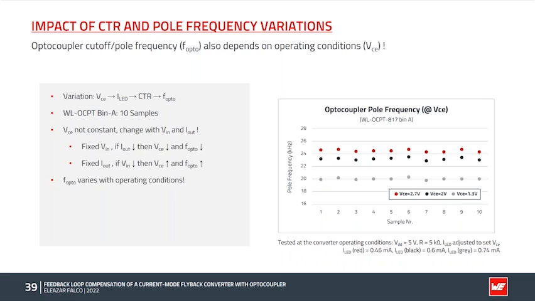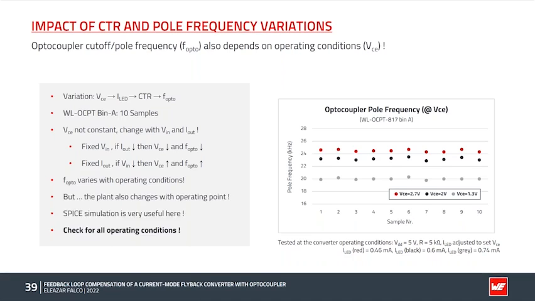This means that for a set input voltage, if the load current reduces, then the optocoupler pole frequency will also reduce. Conversely, for a fixed load current, the optocoupler pole frequency will increase as the input voltage reduces.